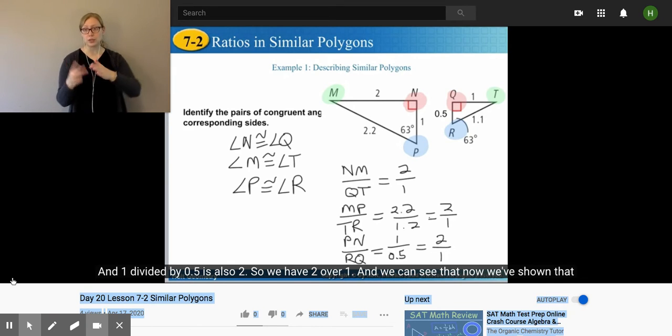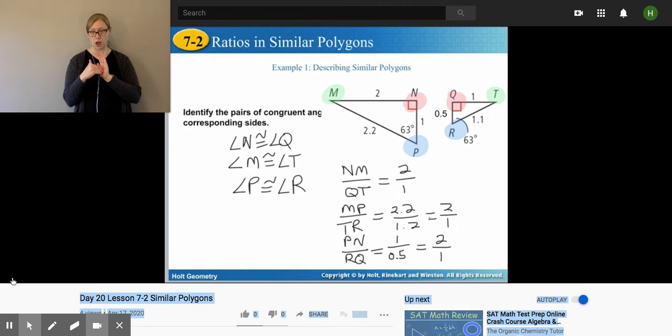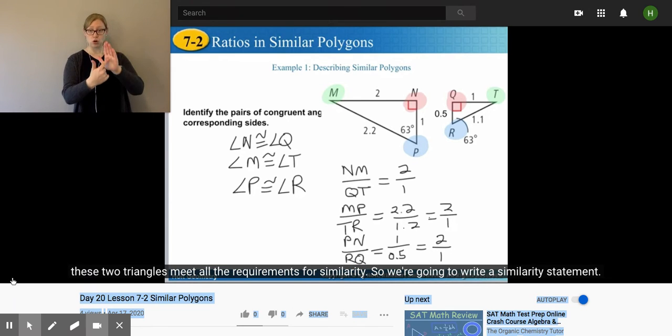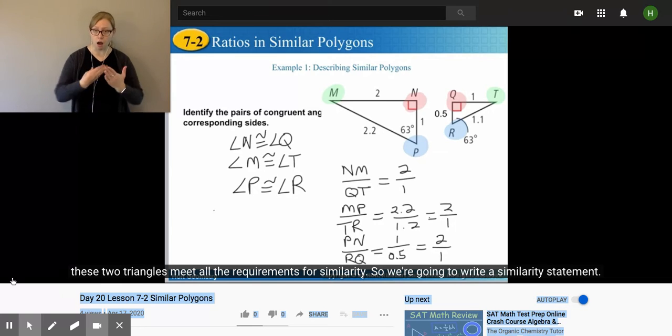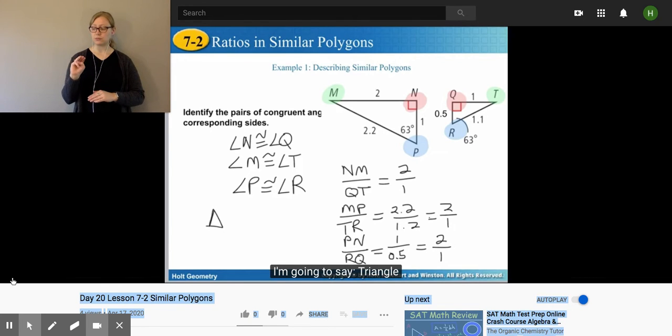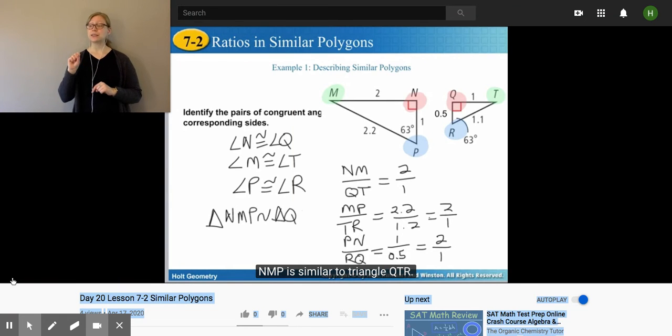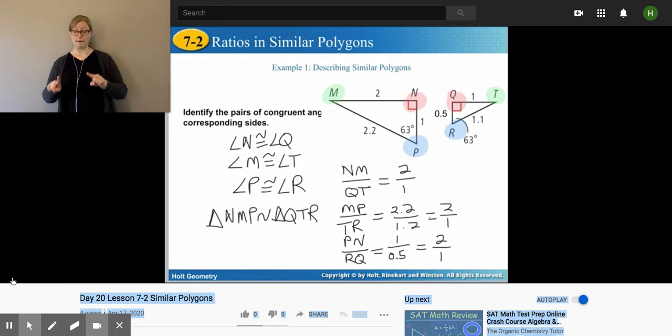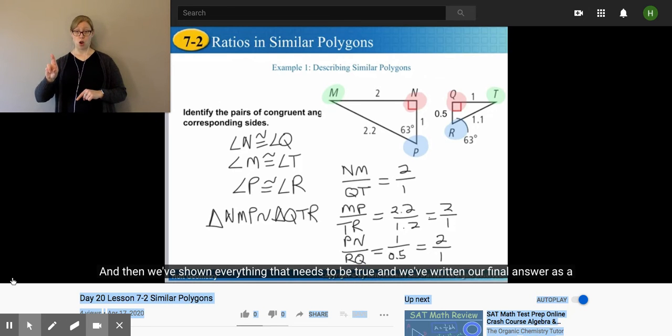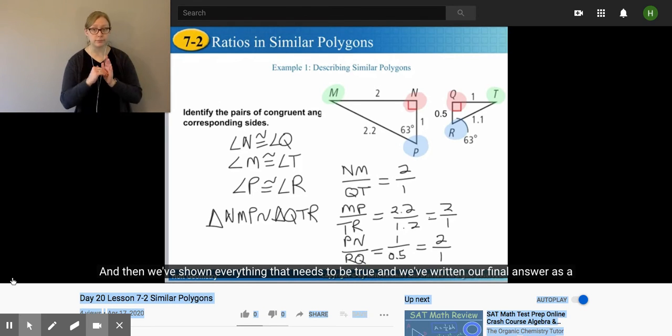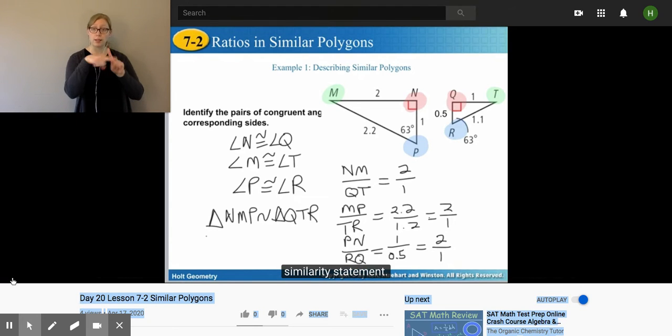And we can see that now we've shown that these two triangles meet all the requirements for similarity. So we're going to write a similarity statement. I'm going to say triangle NMP is similar to triangle QTR. And then we've shown everything that needs to be true, and we've written our final answer as a similarity statement.